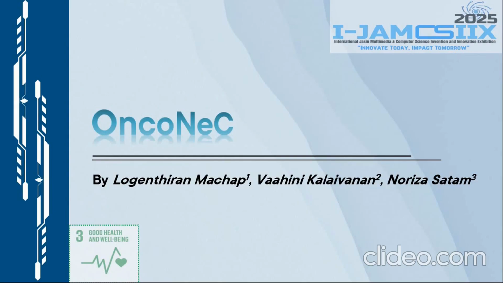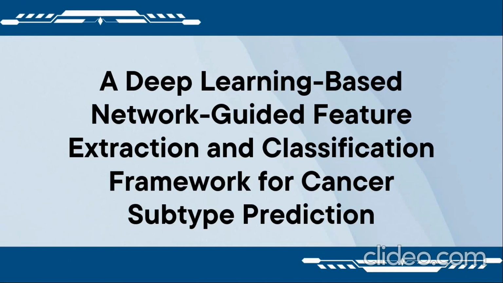Imagine a future where every cancer patient gets the right treatment at the right time. I'm Logenthiran Machap. Alongside my colleagues, we present OnConnect, a network-guided classification framework that revolutionizes how we identify cancer subtypes. By integrating advanced algorithms and biological networks, OnConnect delivers faster, more accurate insights, enabling personalized treatment decisions and better patient outcomes.